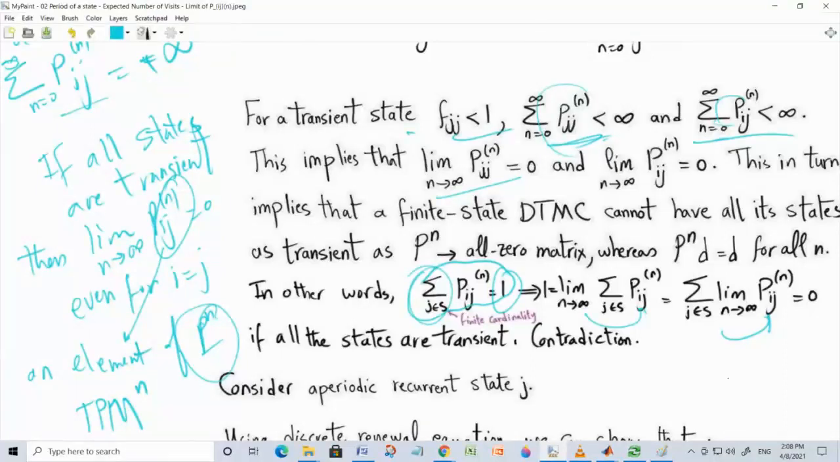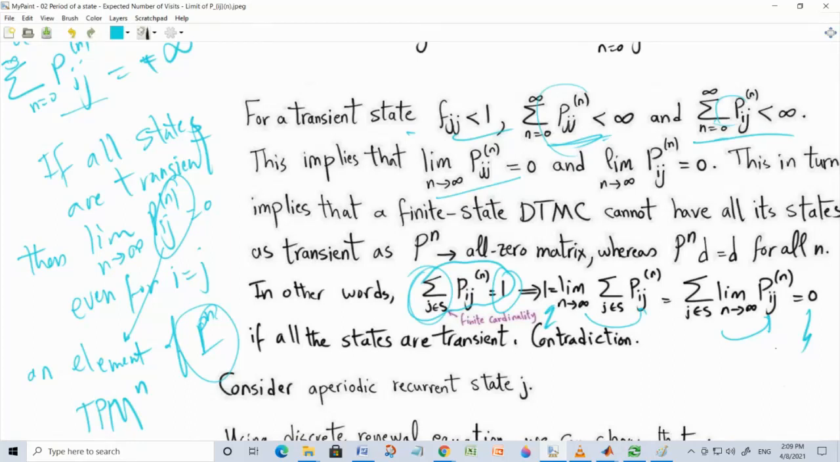But if we take the limit inside and evaluate it, then the limit is 0 for every entry in the matrix under the assumption that every state is a transient state. And so the limit is 0, and the sum of zeros is 0. And so now we basically have the conclusion that 1 is equal to 0, which does not make sense. So our assumption is wrong. And it cannot be the case that you have a finite discrete-time Markov chain in which all the states are transient. So you need at least one positive recurrent state.